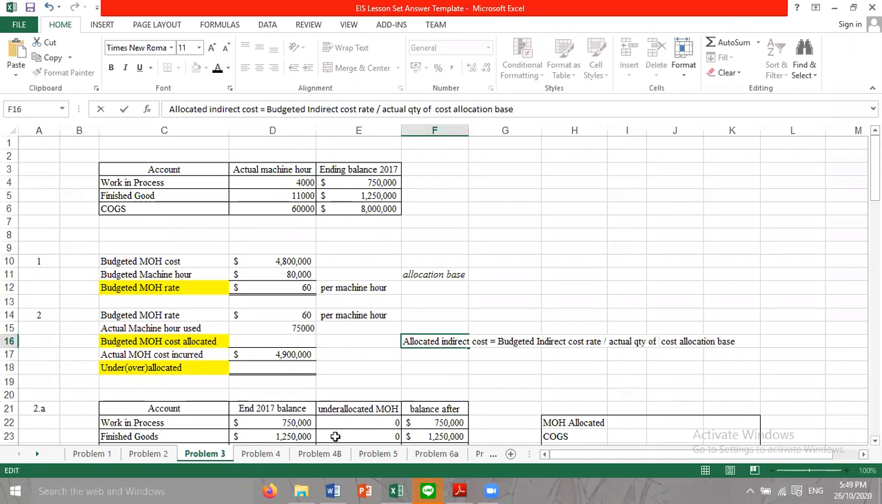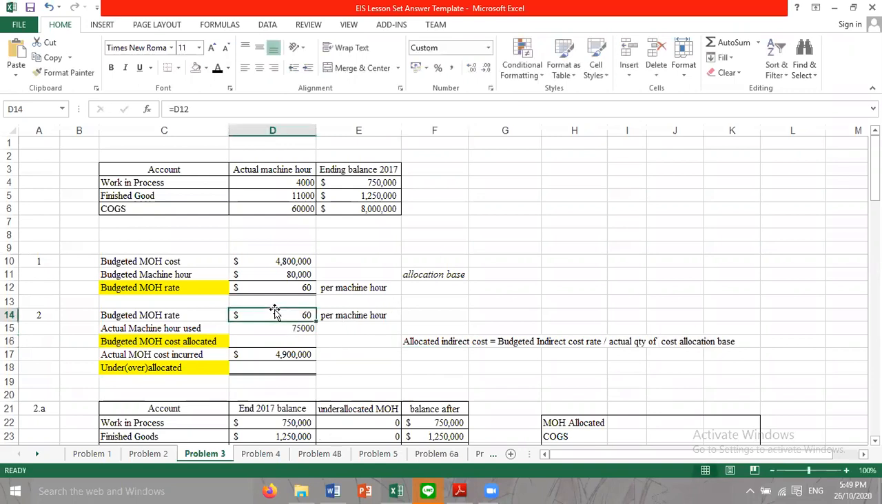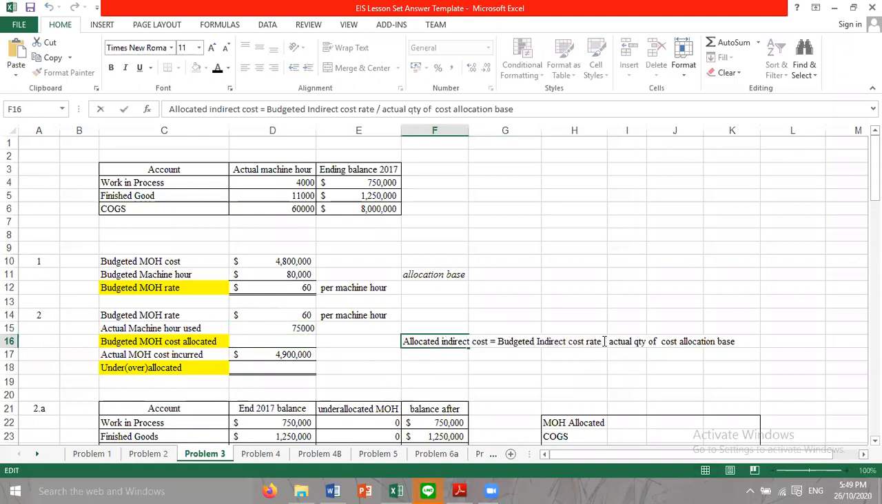In this case, we are already provided with the information, so we'll use the budgeted MOH rate as the one we found in question 1. And we already have the information on the actual machine hours used, which is 75,000. So to find the budgeted MOH cost allocated, we just need to multiply the budgeted MOH rate with the actual machine hours used.